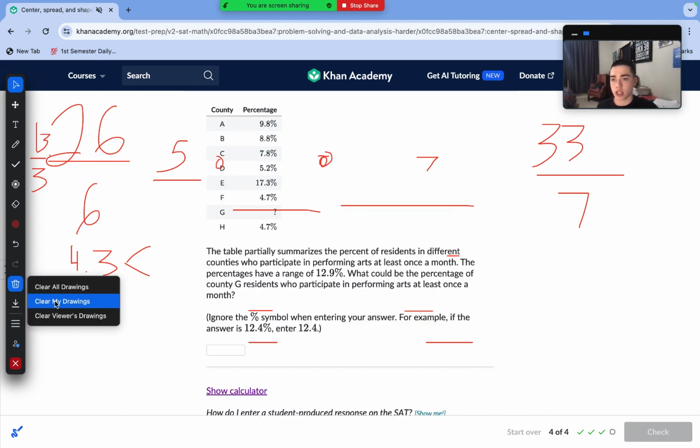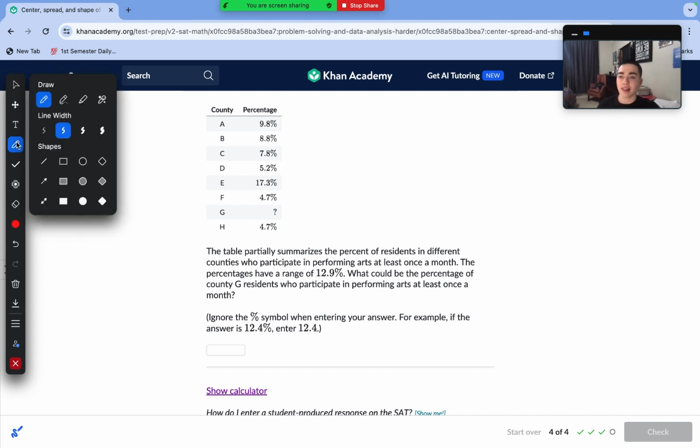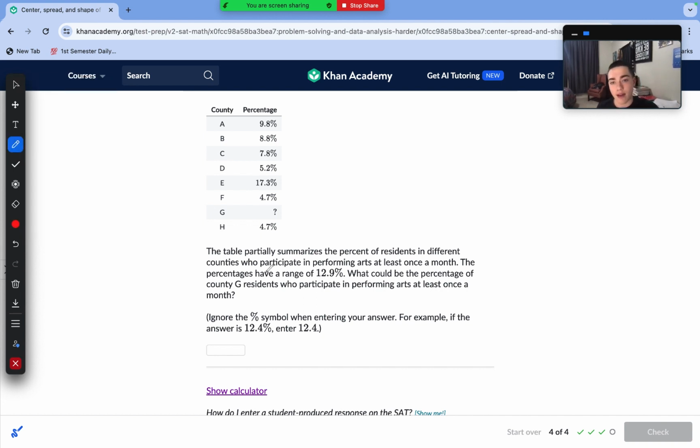On to our last question. The table partially summarizes the percent of residents in different countries who participate in performing arts at least once a month. The percentages have a range of 12.9%. What could be the percentage of County G residents who participate in performing arts at least once a month? We need to understand, what is range? Range is the difference between the smallest value and the largest value. So currently, our smallest and largest values that we know are 17.3 and 4.7.